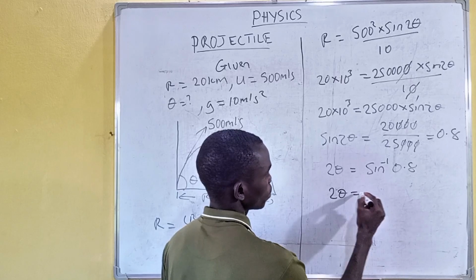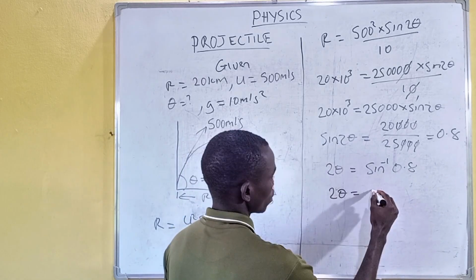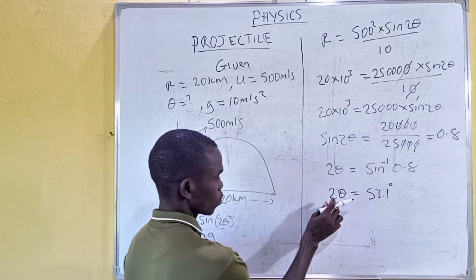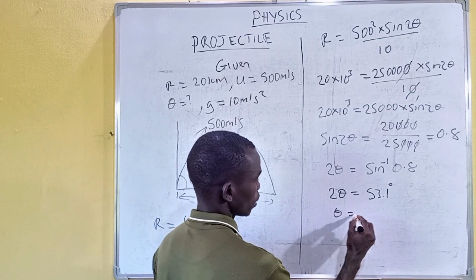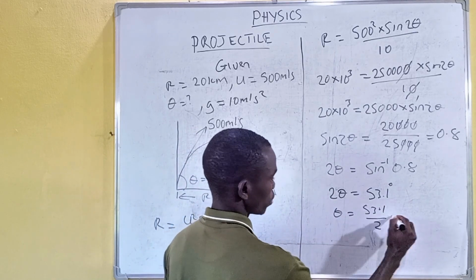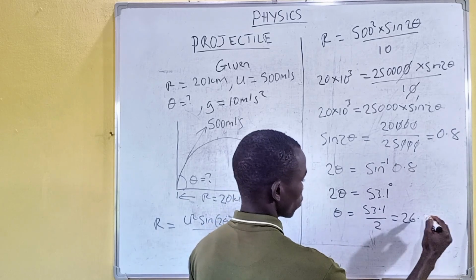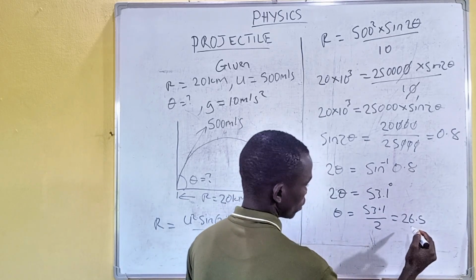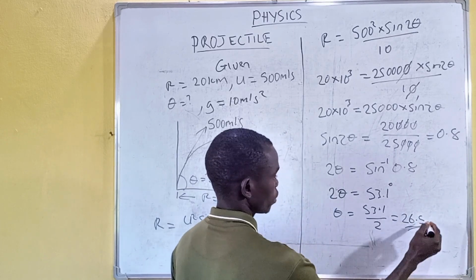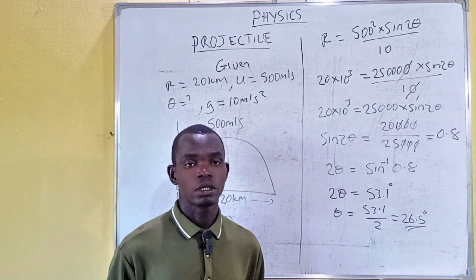2 theta now be arc sine 0.8 will give you 53.1 degrees. So to get our theta, will now be 53.1 divided by 2. We now have this divided by this, we have 26.55, which is 26.5 degrees. This is our answer to this question.